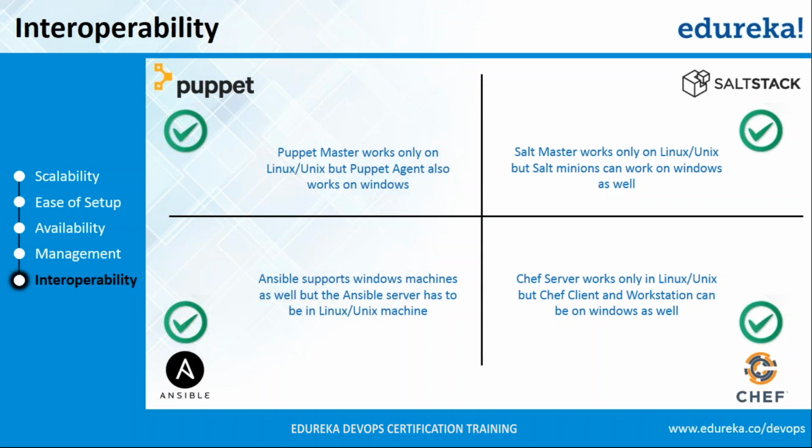For Puppet, Puppet Master works only on Linux or Unix, but Puppet Agent also works on Windows. For Chef, the Chef server works on Linux or Unix, but the Chef client and workstation can be on Windows as well as Linux or Unix. Same goes for SaltStack as well. Salt Master can work on Linux or Unix, and the Salt Minions can work on Windows as well.